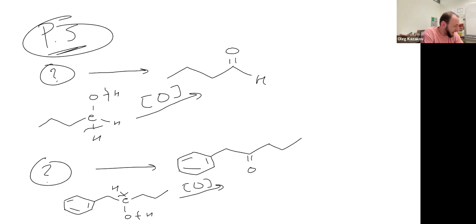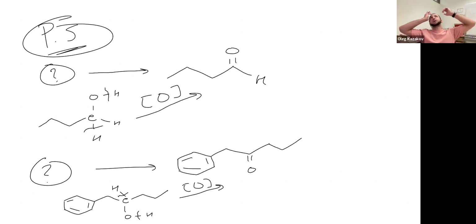So yeah, here we basically keep two reaction types in mind, right? That's oxidation and reduction. What can we reduce? We can reduce aldehydes and ketones. What will they give us? Primary alcohols and secondary alcohols, respectively. If we want to synthesize, right?